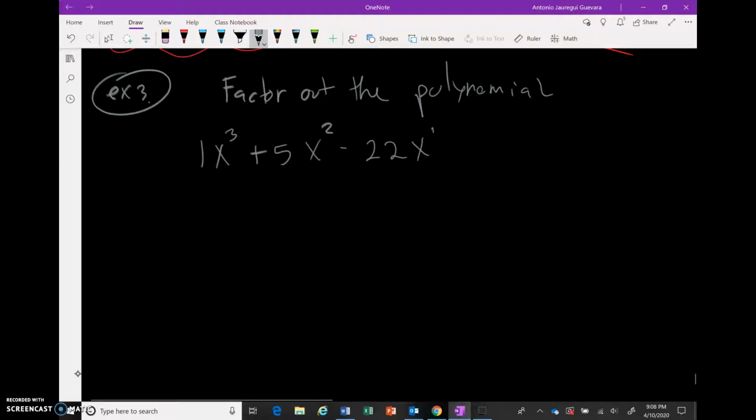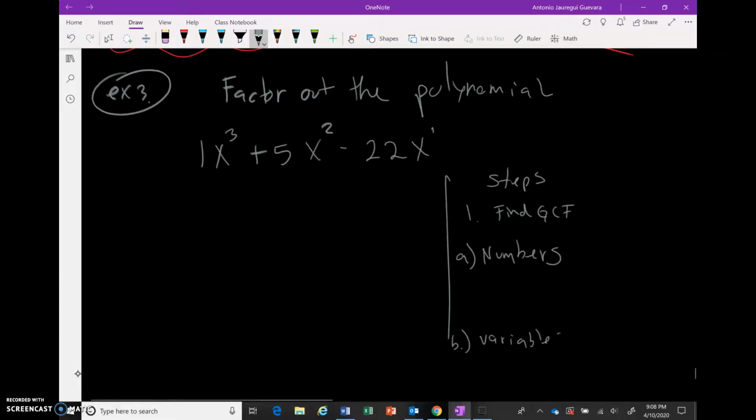So I guess you could do steps if you want to. All right, step number 2. Find the greatest common factor for the numbers, and for the variables. Okay, and we just kind of put them together, really. So greatest common factor for numbers. So let's do the first number. Okay, we got 1, 5, negative 22. So I'll do number 1.